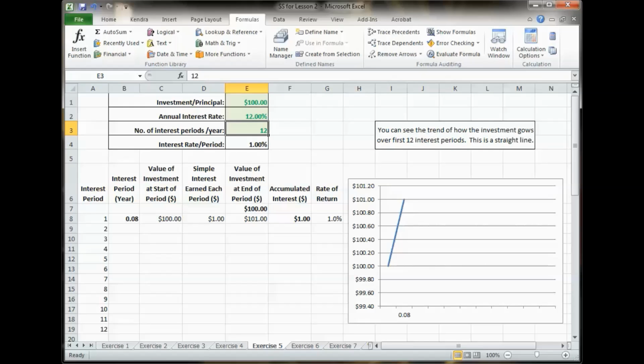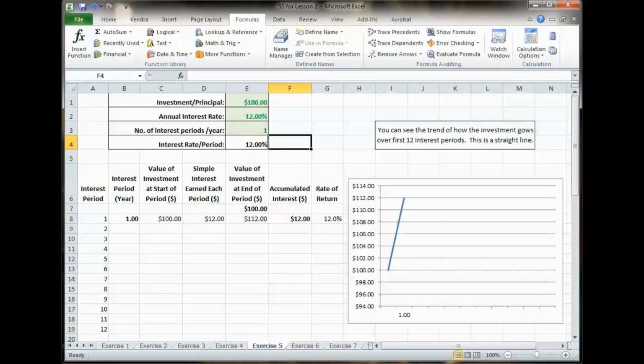So just quickly, I'm going to change that. Let's say we were collecting that only once a year. Then each interest period would be collecting 12%. If we were doing it quarterly and collecting it 4 times a year, we'd be collecting 3% interest each time. Okay, I'm just going to leave that at 1. We're going to deal with it yearly in this example.